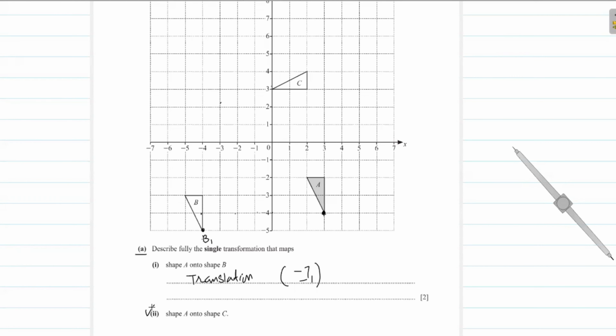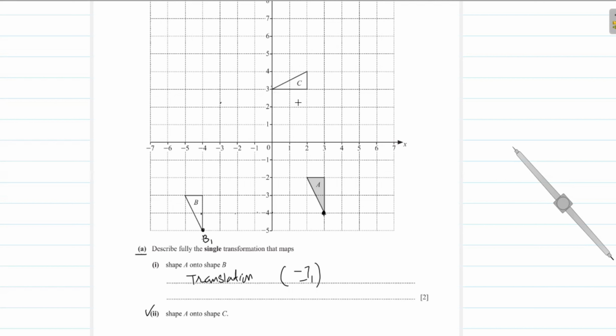Part B: describe fully the transformation that maps shape A onto C. You see here, this is shape A and this is shape C. The size of the shape is the same. Therefore, this is not an enlargement. Next, we check whether the shape is dragged or not dragged. You see here, shape A is not dragged to C because when we join the image points and the object points, the lines will not be parallel. You can check by joining these lines. Therefore, this is a rotation.